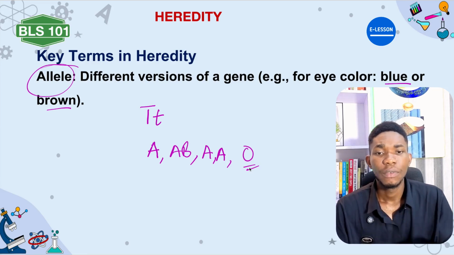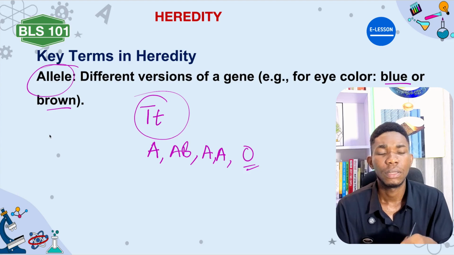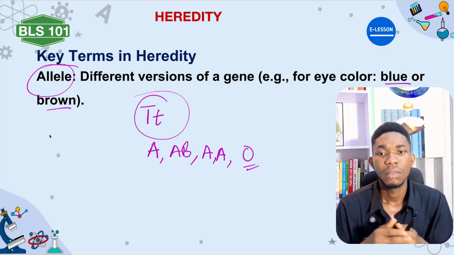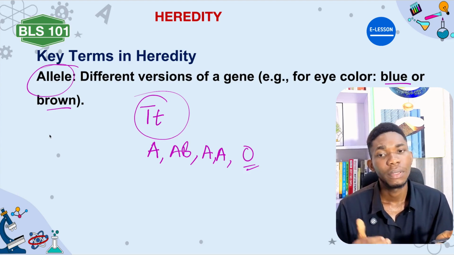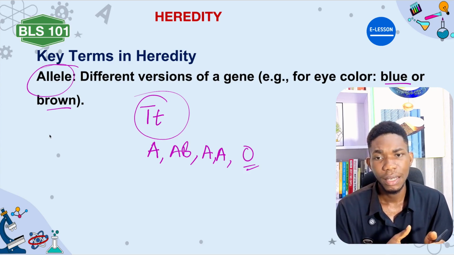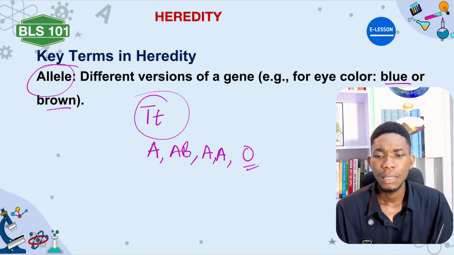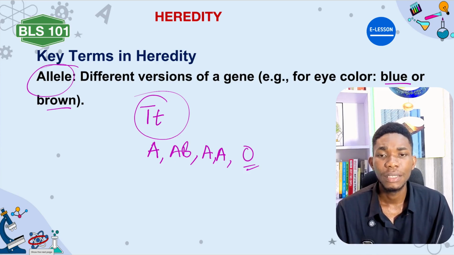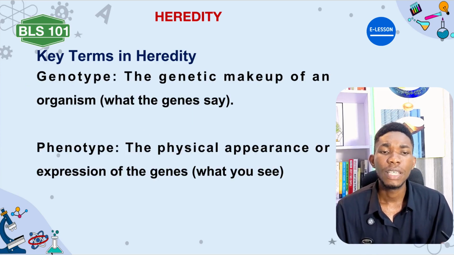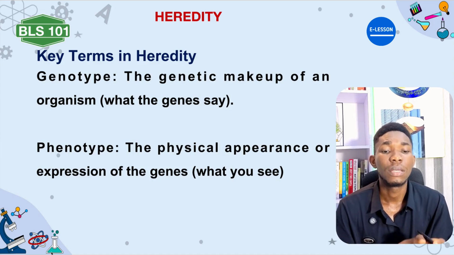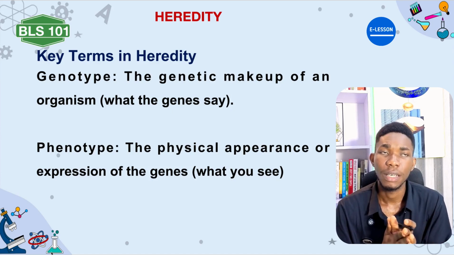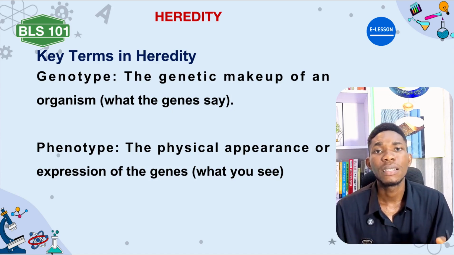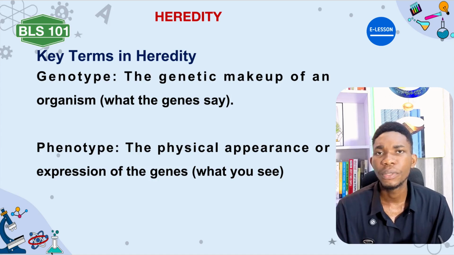Are you getting it now? For instance, this is an allele: tall or short, blue or brown, AS, AA. Are you getting it now? All that. So that is what the allele is all about, the different versions of a gene that controls a particular trait. Now, genotype. Genotype is the genetic makeup of the organism. What the gene says is what is present in the genotype. The DNA, the sequence of the DNA. What proteins are there?